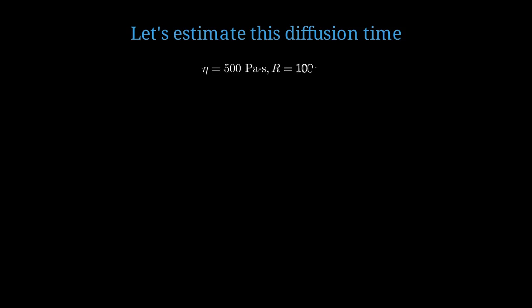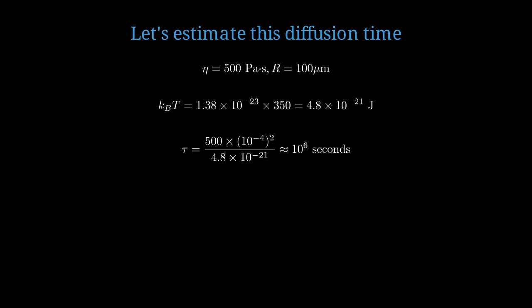Let's say viscosity is 500 Pascal seconds, and the fat droplet needs to travel 100 micrometers to reach a bubble interface. At baking temperature around 350 Kelvin, kBT equals 4.8 times 10 to the negative 21 joules. Plugging in these values, tau equals approximately 1 million seconds. That's about 11 days. But the baking time is only about 20 minutes, or 1200 seconds. The fat simply doesn't have time to migrate to the bubble interfaces before the protein gel locks everything in place.